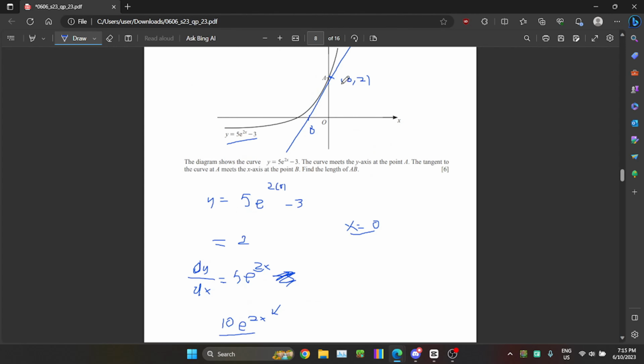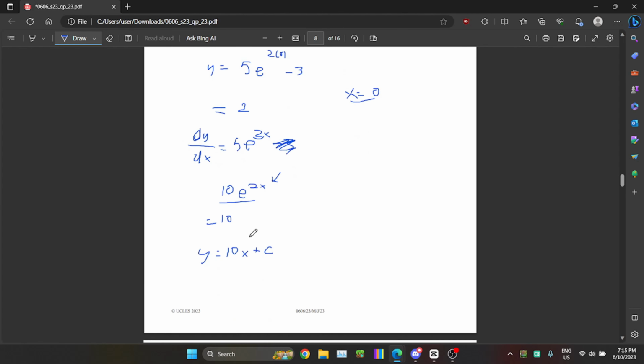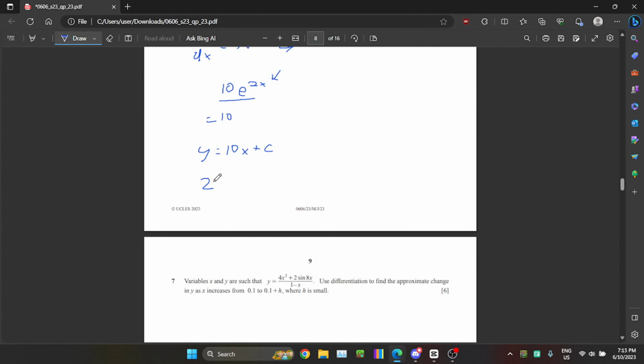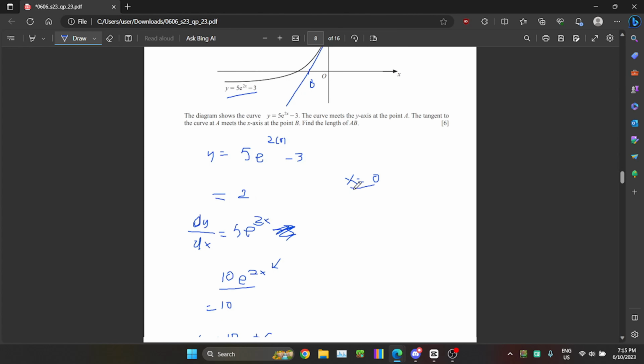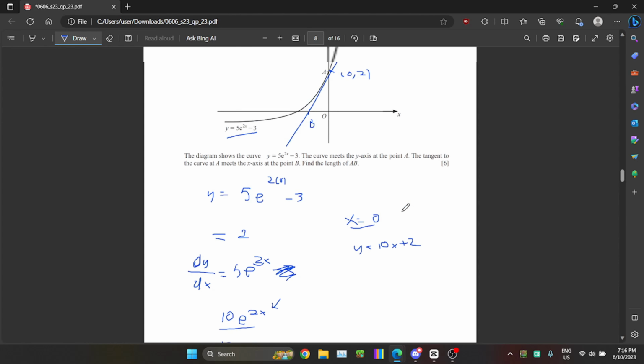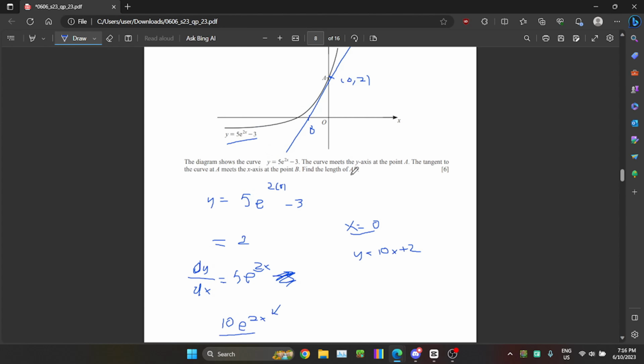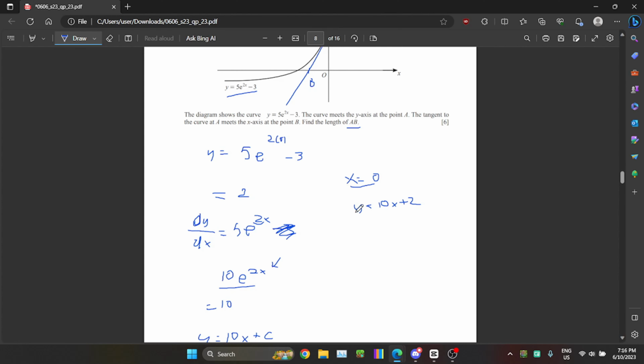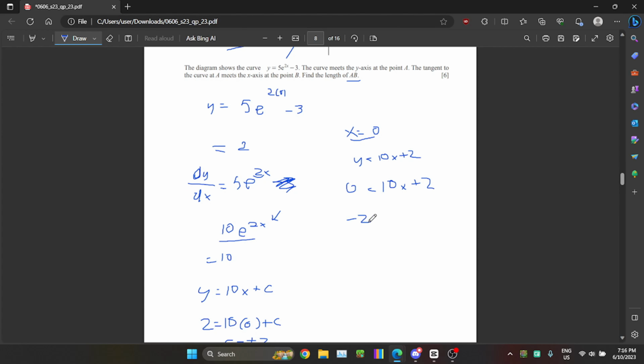So we know one point is 0, 2. So we need to find c. We can find c using this. So 2 equals 10 times 0 plus c. So that means c obviously is positive 2. So now we have the equation of the tangent, y equals 10x plus 2. We can fill this in to find point B because you want to know how long AB is. So for B, we don't know what the x value is, but we know the y is 0. So that means 0 equals 10x plus 2. So that means negative 2 is 10x, and negative 2 over 10 is x, or negative 1 over 5 is x.